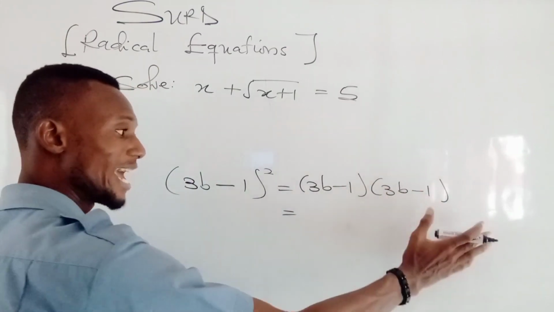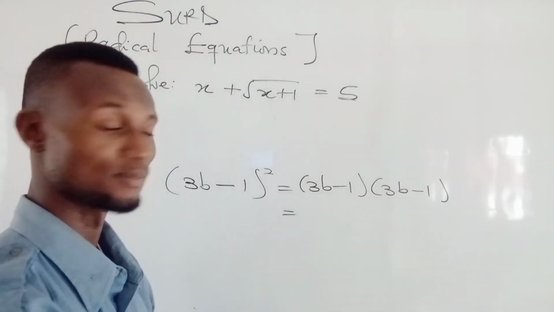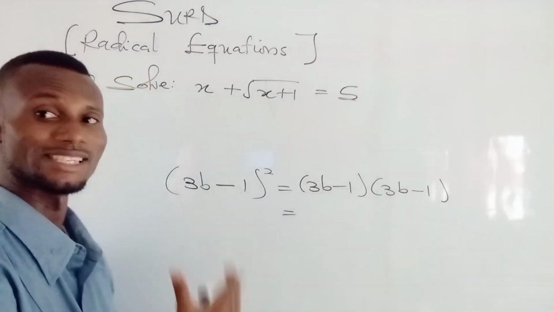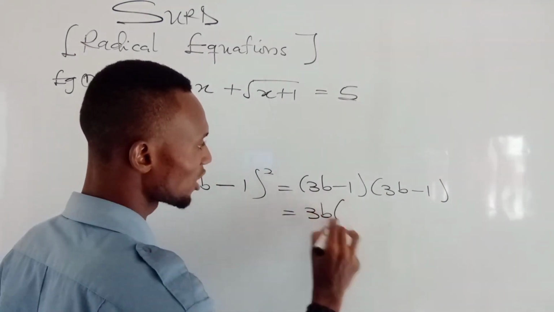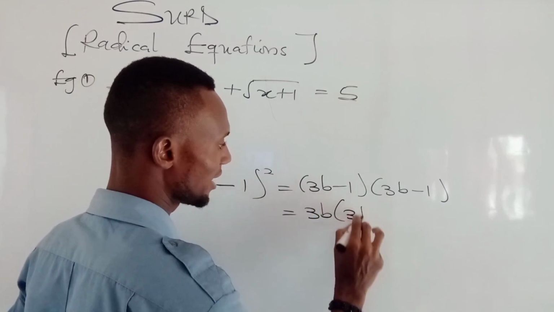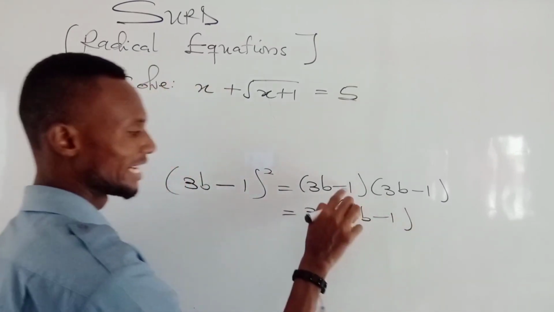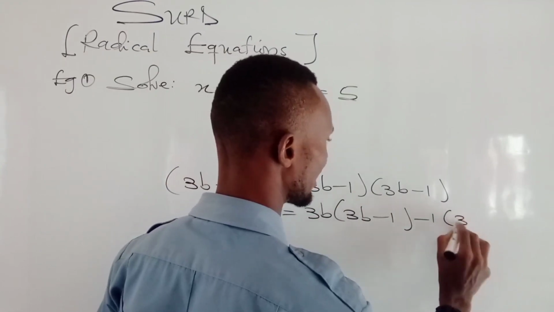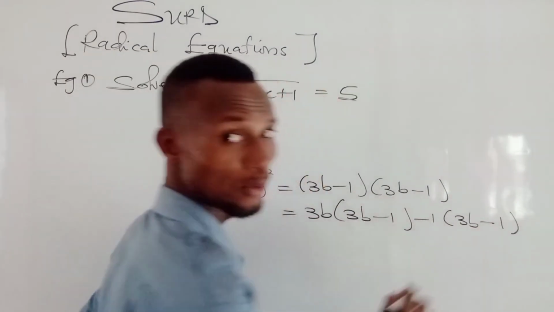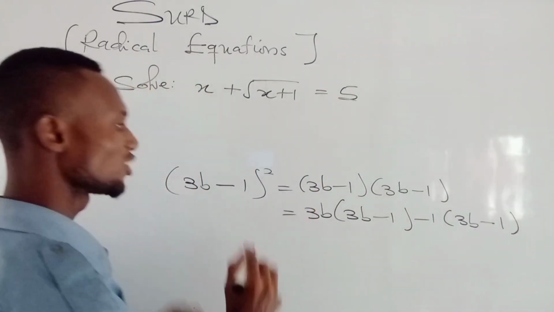We maintain the last bracket, then each term in the first bracket multiplies the last bracket. So when I take this 3b, it multiplies the last bracket, which is 3b minus 1. Then when I take this negative 1 also, it multiplies the last bracket, which is 3b minus 1. I hope you agree with me.